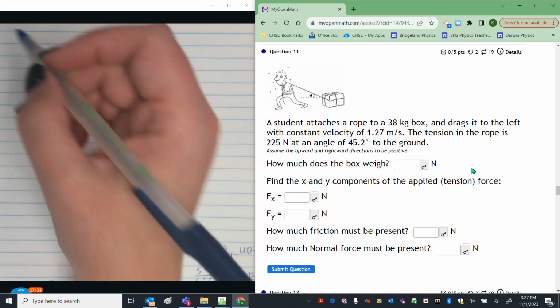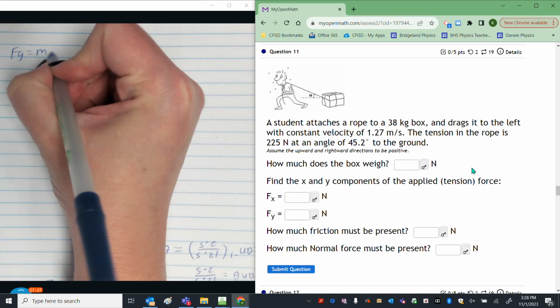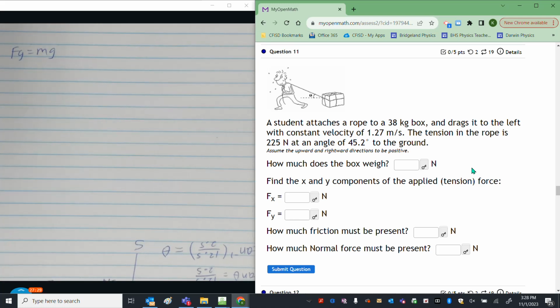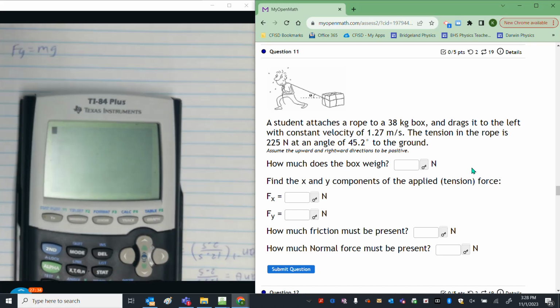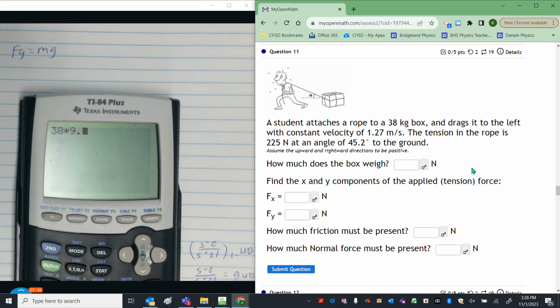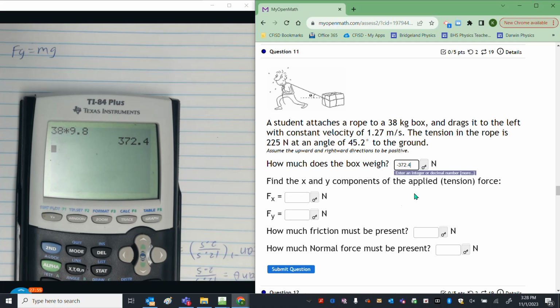Well, the weight of the box I don't even need the rest of this for, because weight is Fg. Fg is mass times gravitational acceleration. The mass is in the question, it's 38, so we can get the weight of the box without doing anything in terms of a diagram. 38 times 9.8 is going to give us our weight is 372.4. Technically it is a negative value, but when we ask how much something weighs, we don't typically think of a negative sign, but it will take it either way. But this is a downward force, so I'm going to go ahead and type the negative 372.4.